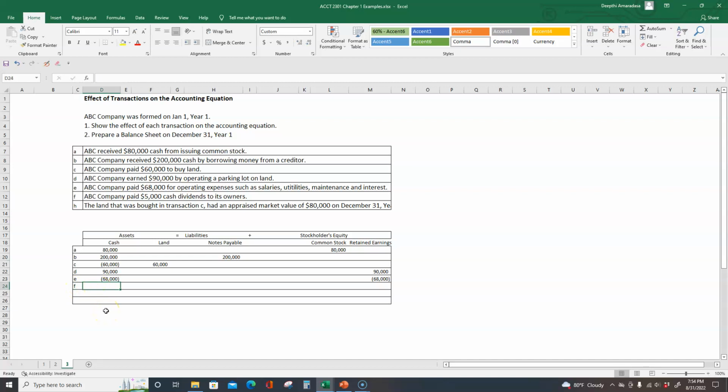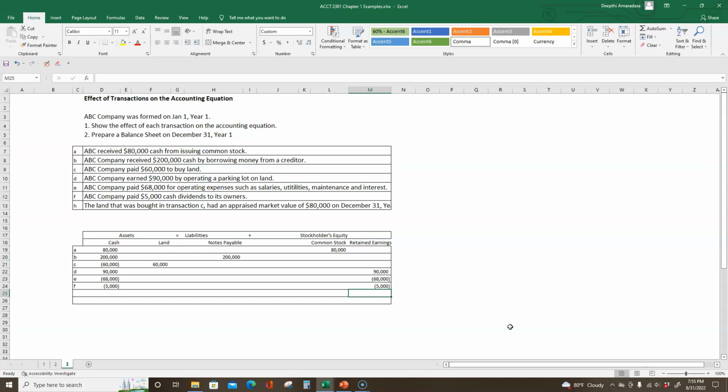Next transaction says ABC Company paid $5,000 cash dividends to its owners. So now the company is giving back some of the profits to the owners. Cash was paid out, so our cash decreased by $5,000. This was for dividends. How does dividends affect the accounting equation? We know that dividends have the effect of decreasing retained earnings. The dividends increased by $5,000, but that has the effect of decreasing retained earnings. So I'm going to go to the retained earnings column and say negative $5,000 for dividends.